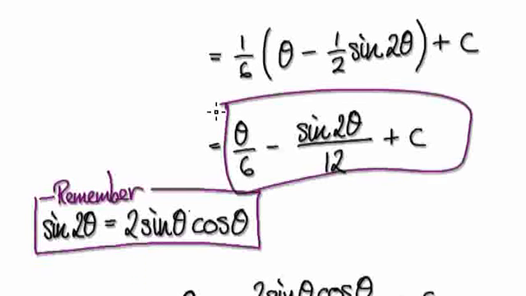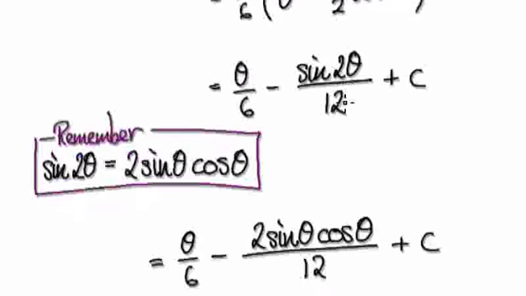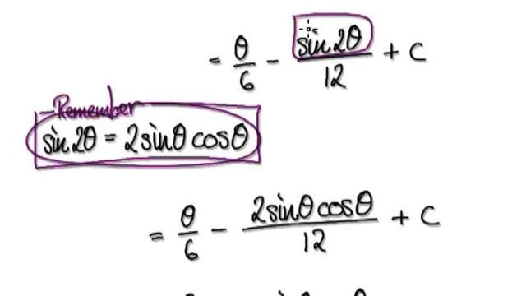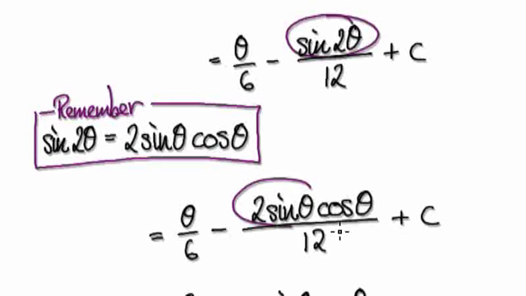Now this is our answer, but we don't want the answer in terms of theta. We need to translate theta back into x. This theta here is locked in with this 2, and so this 2 theta here is locked in with this sine. We need a way of breaking this up, so we would then use this. This thing here, we rewrite it as this.